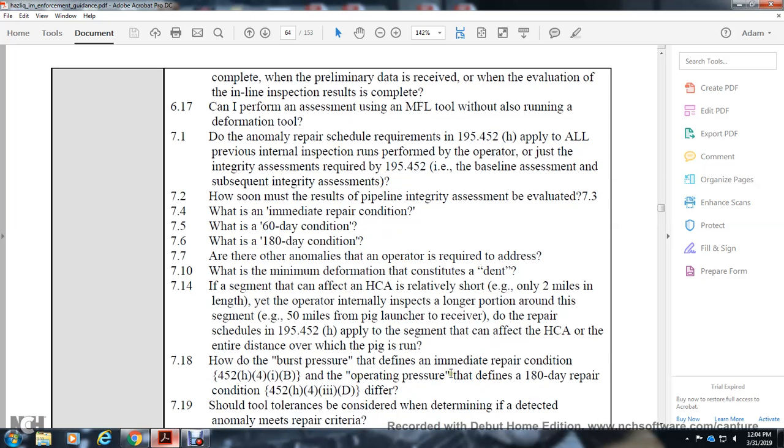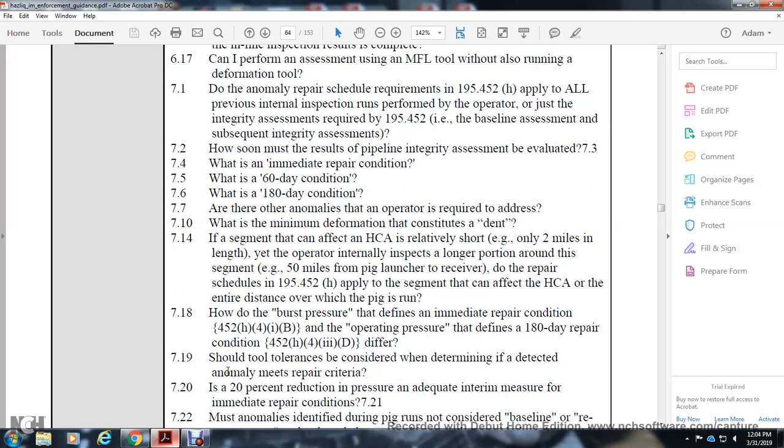718. Have the burst pressure defined with immediate repair condition on 452 H B H4 1B, and the operating pressure for the line defined with the 180 day repair condition 452 H4 3D with the defer. 719. Show the tool count and tolerance can be considered to determine and detect the anomaly meet the repair criteria.